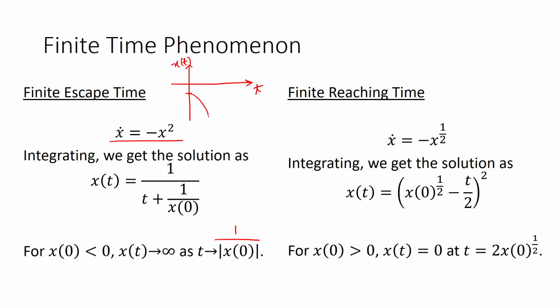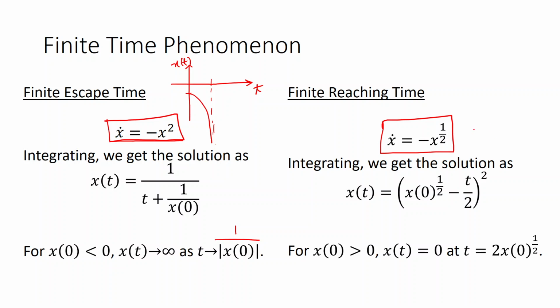So it is like this, you are going out. To go to infinity, you are basically going to infinity in some finite time. So this is the finite escape time. There can be many other dynamics, this is not the only dynamics which is giving you finite escape time. Finite reaching time, this is a typical dynamics of a finite reaching time.